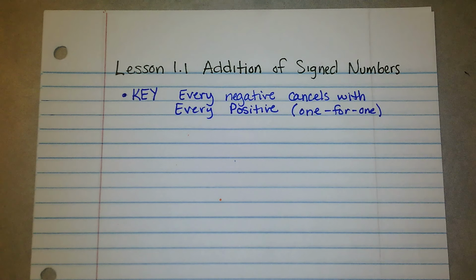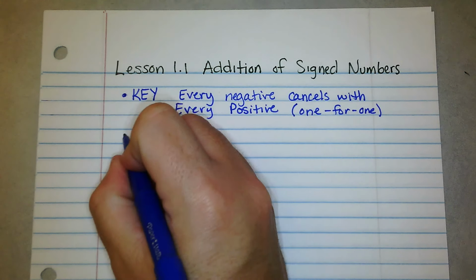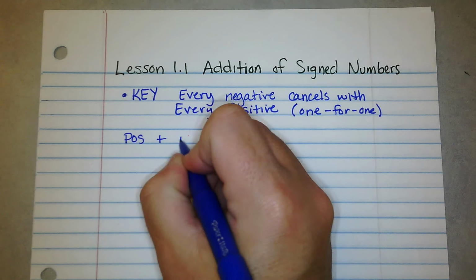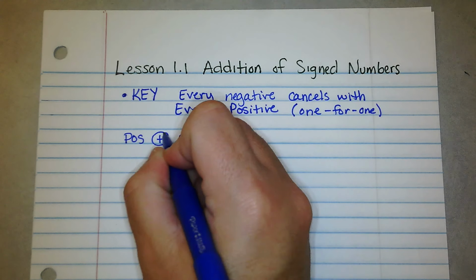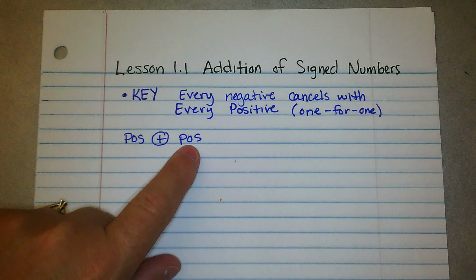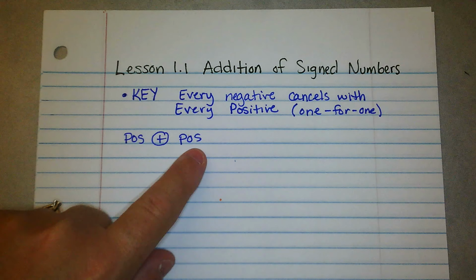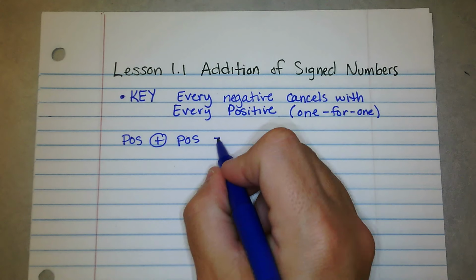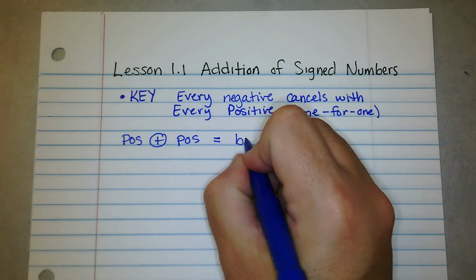Your first scenario is when you have a positive plus another positive. Well, they're on the same team. So if I have 5 reds on the hill and 3 more reds join me, then what I'm going to end up with is a lot more reds on my team. So this is going to become a bigger positive.